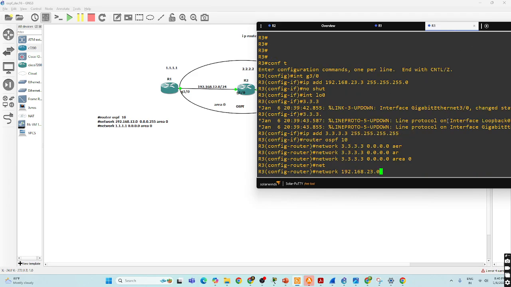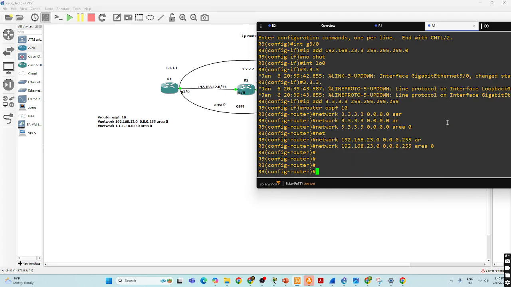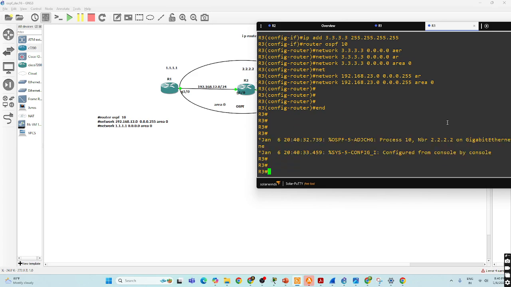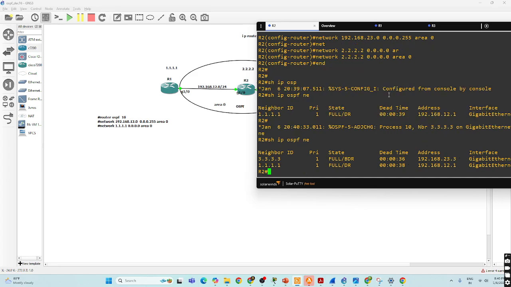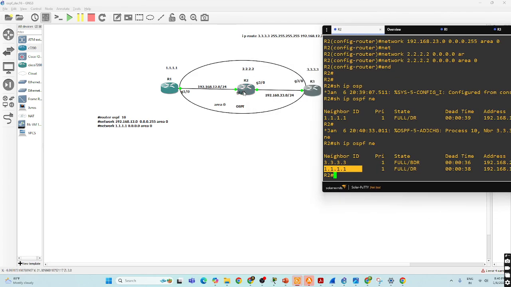Yeah, it's advertised. Okay, R3 23.0 area 0. So I have configured here, and OSPF is also up. So on R2, if you see, right, now you will see two neighbors, 1.1.1 and 3.3.3. On R2 router, 1.1.1 is a neighbor, 3.3.3 is a neighbor. So neighbors are discovered and the routes are also exchanged.